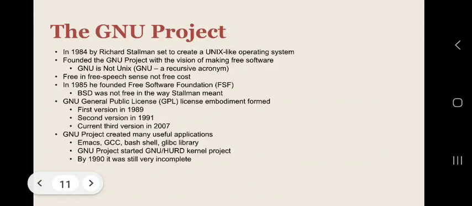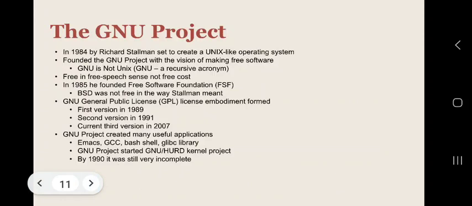And in 1985 he founded the Free Software Foundation, and BSD was not free in the way Stallman meant, as well as AT&T's System V Release 4, all that, right? So the GNU General Public License, you still see this license being used in various different applications, GPL licensed.